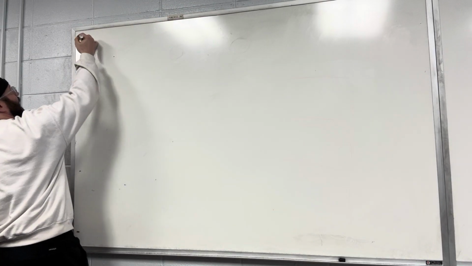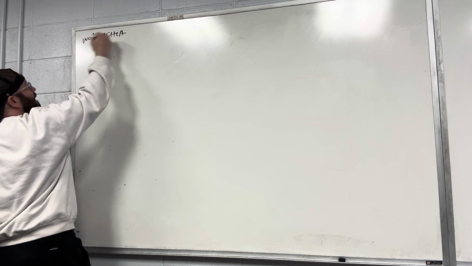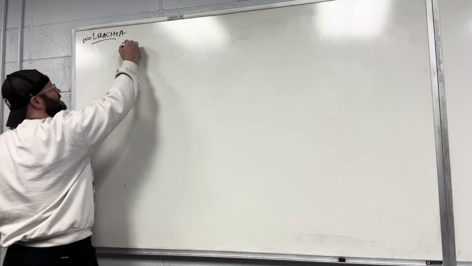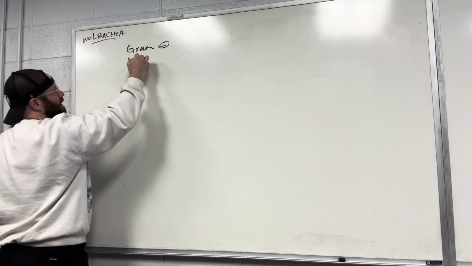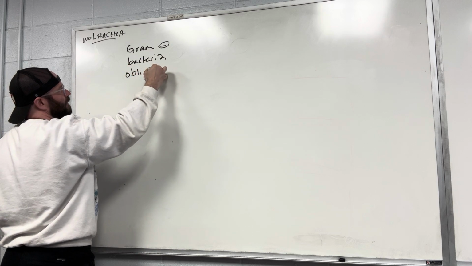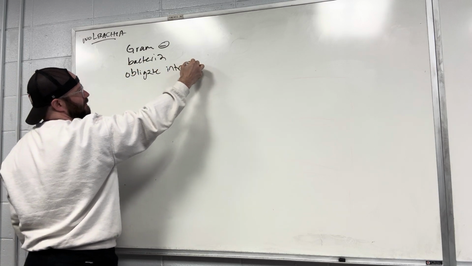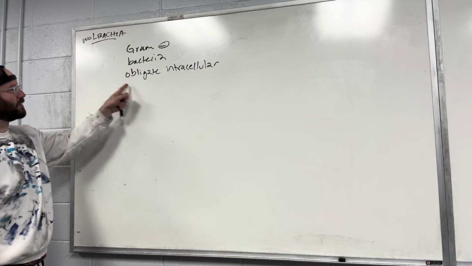Okay, the lecture today on Wolbachia. Let's see. Okay, so I study Wolbachia. Wolbachia is gram-negative. It's a bacteria. It's obligate intracellular. This is the first obligate intracellular we've talked about. So what does that mean?